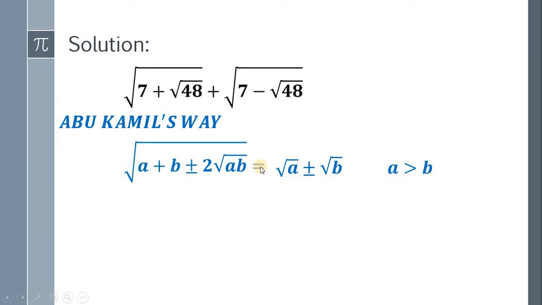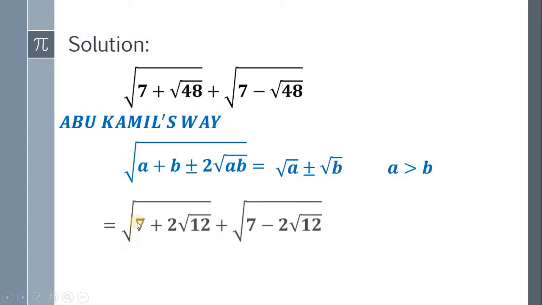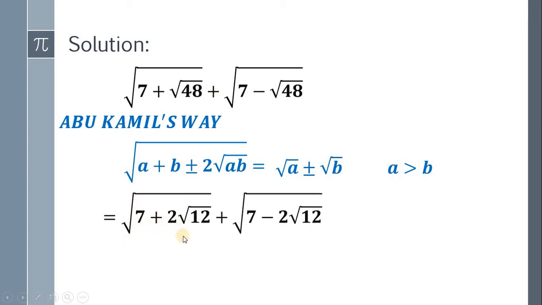So let's start. First thing to do is to simplify the square root of 48 because we want 2 times square root of something. And 48 is equal to 4 times 12. Therefore, square root of 48 is simply 2 square root of 12. So we have square root of 7 plus 2 square root of 12 plus square root of 7 minus 2 square root of 12. Now take note that 2 square root of 12 is simply square root of 48. They are just the same thing.